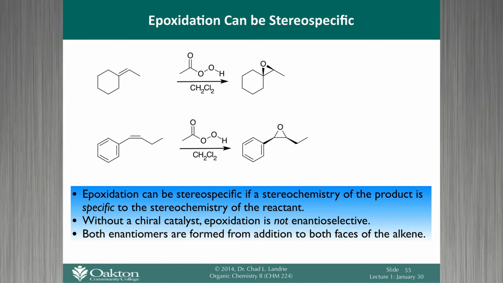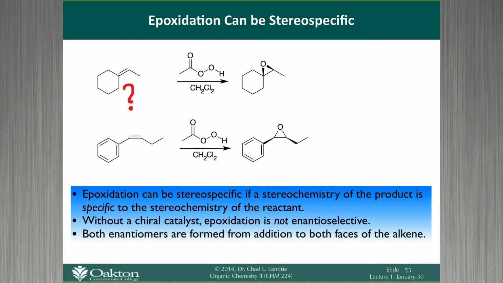Right? An epoxidation reaction can be stereospecific. Stereospecific means that the stereoisomer you start with determines the stereoisomer you end with. Let's apply that to these two situations here. Okay, so is the top reaction stereospecific? Well, to answer that question, I first have to ask, what is the stereoisomer of my reactant? Is it R or S? Is it cis or trans?